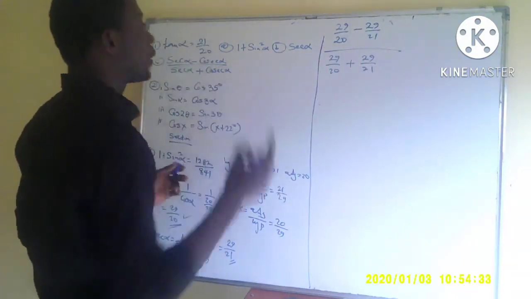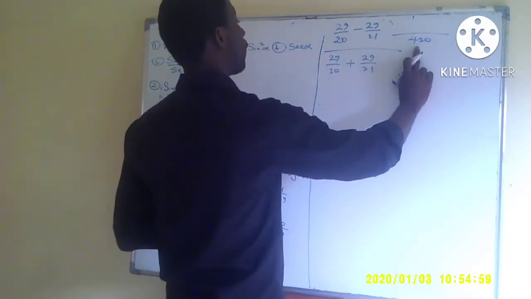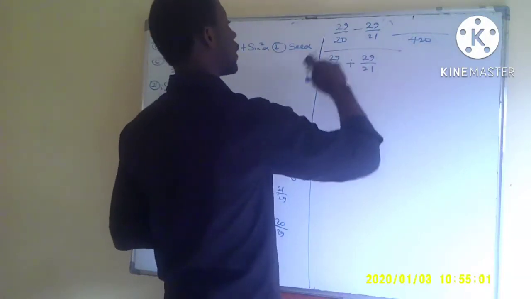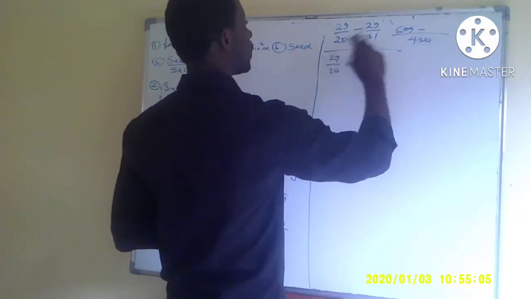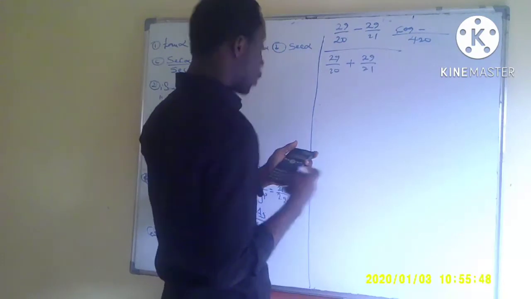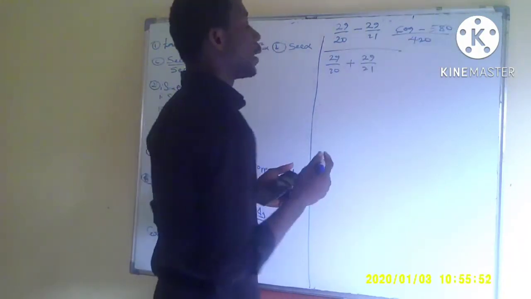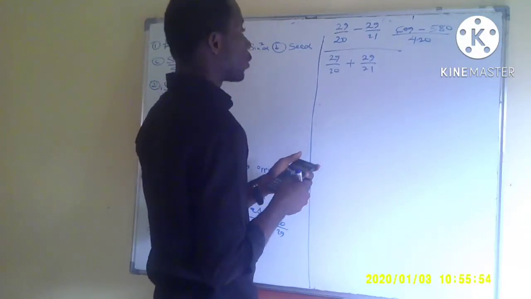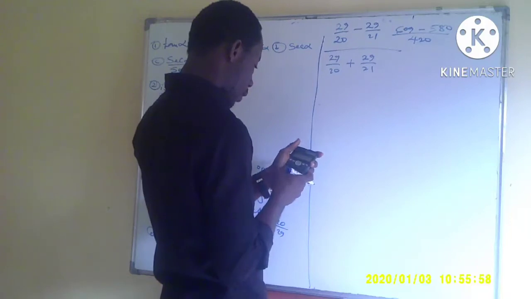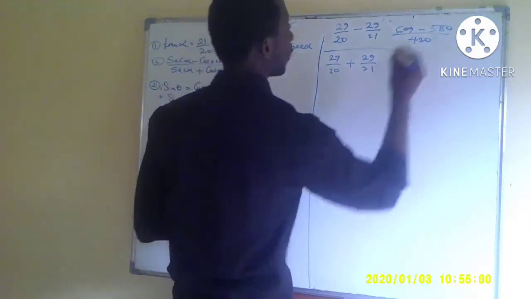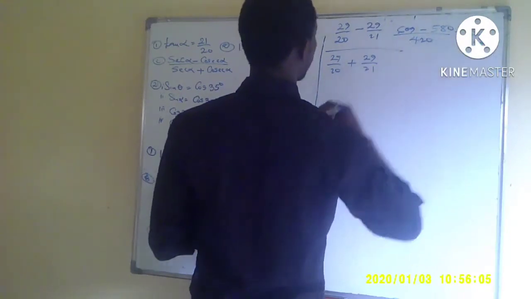So what will be the LCM? 420, yes, 20 times 21. 420 divided by 20 gives us 21. 21 times 29 gives us 609, minus 20 into 420 gives us 21, 20 times 29 gives us 580. Yes, 580. So 609 minus 580 gives us 29. So we have 29 all over 420.